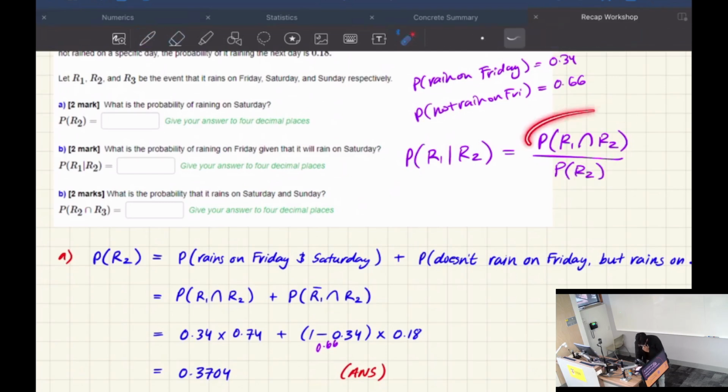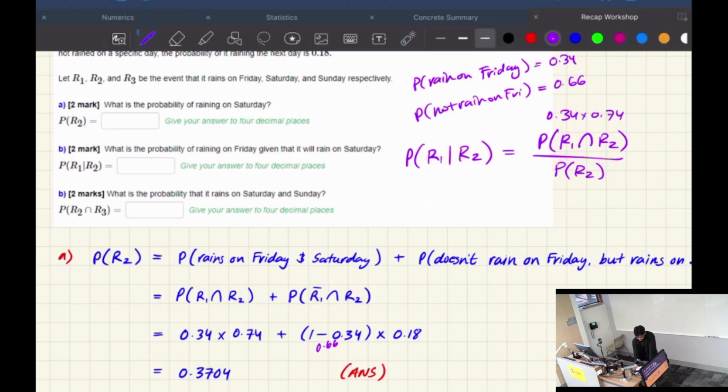Do we know what both of these are? Do we know what this is, the probability that it rains on Friday and Saturday? We know that, right? Straight from here. So it's 0.34 times 0.74. Is it the probability that it rains on Saturday knowing it rains on Friday? No, it's the opposite. It's the probability that it rains on Friday given that it rains on Saturday. So you put the Saturday one on the bottom. A given B.